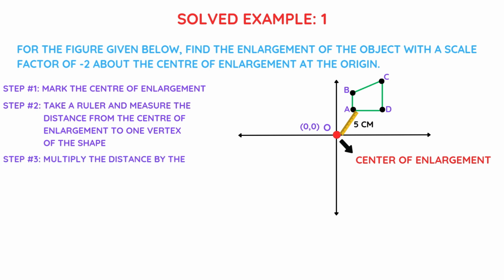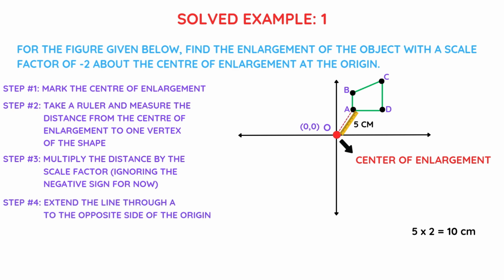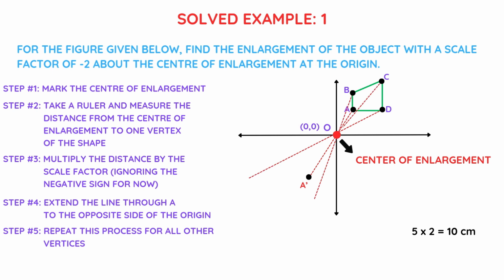For step number 3, multiply the distance by the scale factor, ignoring the negative sign for now. 5 centimeters times 2 equals 10 centimeters. For step number 4, extend the line through A to the opposite side of the origin. Since the scale factor is negative, place the new point A prime 10 centimeters on the opposite side of the origin. For step number 5, repeat this process for all other vertices.